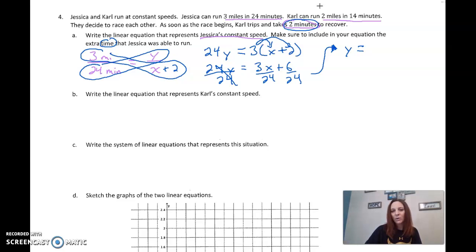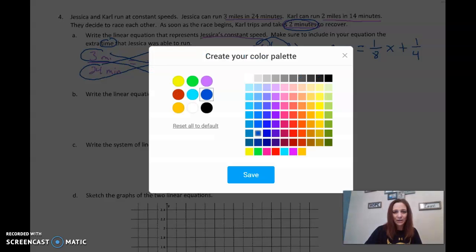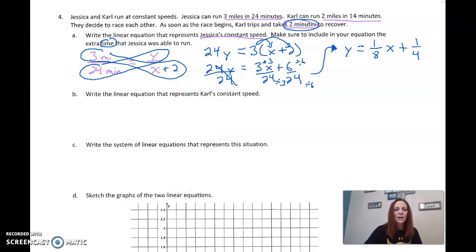If I look at 3 and 24, if I divide both of them by 3, I get 3 divided by 3 is 1, 24 divided by 3 is 8. So that's 1/8 x plus 6 divided by 24. Well, I can divide top and bottom by 6, and that ends up being 1/4. Stick with me. Now, the linear equation that represents Carl. Well, Carl, my pink back here, he ran 2 miles.